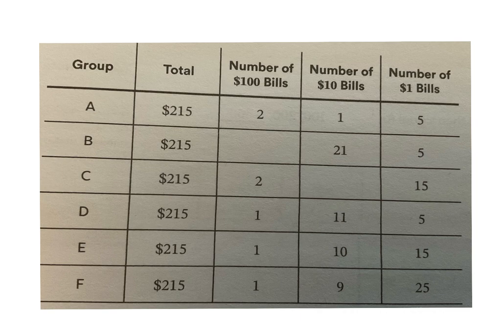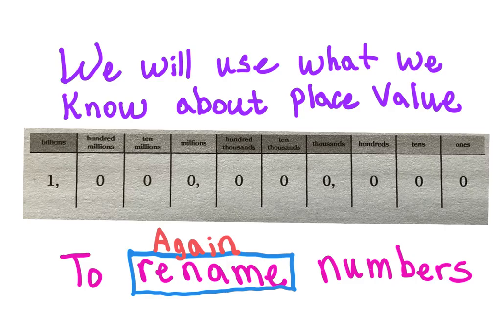Using the place value chart with just numbers, not money, we can still do the same thing by renaming the numbers. We will use what we know about place value, and we're going to rename numbers in this lesson. The word rename has a very important prefix. The prefix is re, and that means again. We're going to change the numbers again, rename.